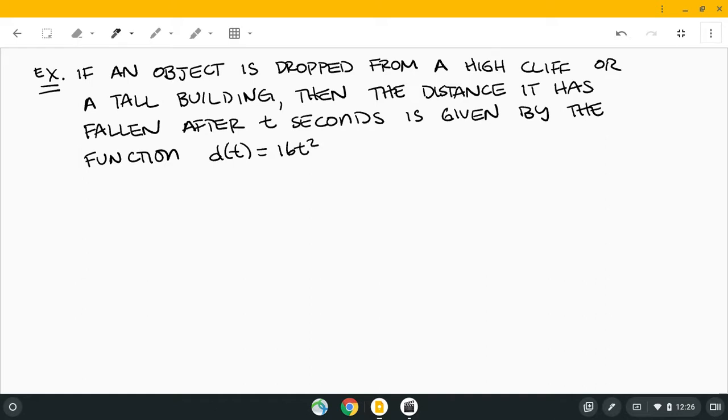Which is pretty cool that we have a mathematical function here that describes this behavior, right? So here is an object that's falling down from a building or a cliff, whatever it is, and the distance that it has traveled after a certain amount of time is modeled by this one function that's right over here. Okay.